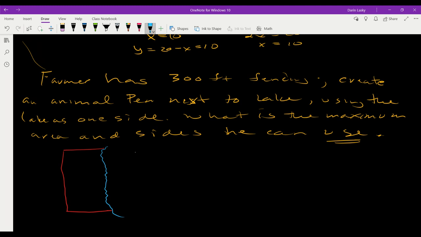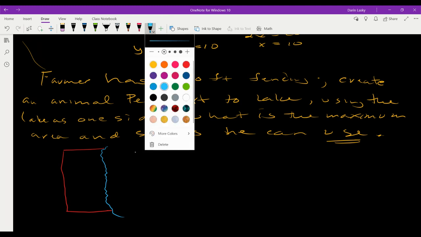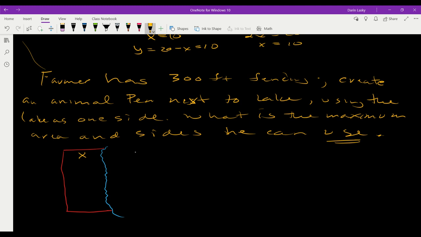So if we look at it in a different way, we know that the perimeter is going to be x plus x plus y, because that's this right here. And that red line has got to equal 300 feet because he's got a maximum of 300 feet. So we have 2x for the two sides plus y is equal to 300 feet. Now, if I solve for y, I get y is equal to 300 minus 2x.